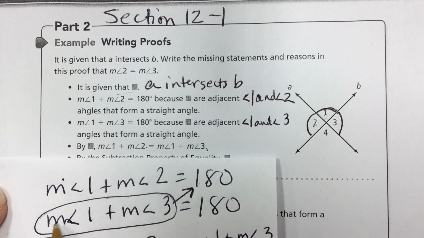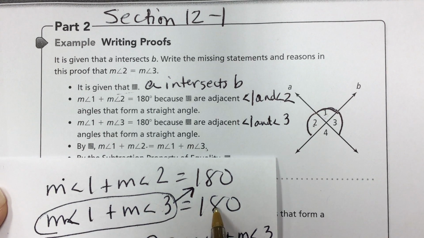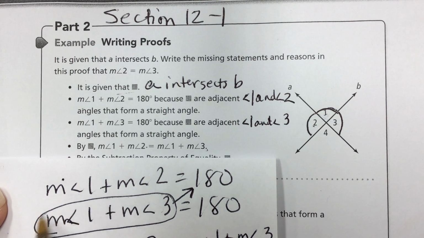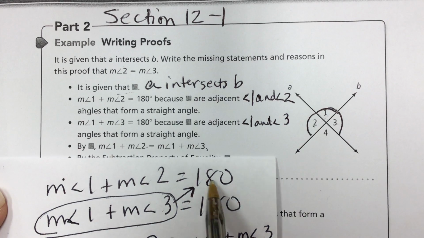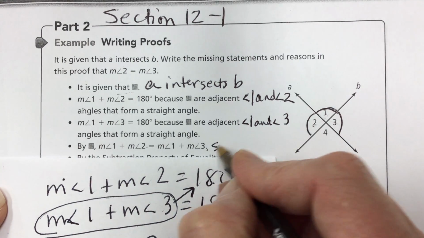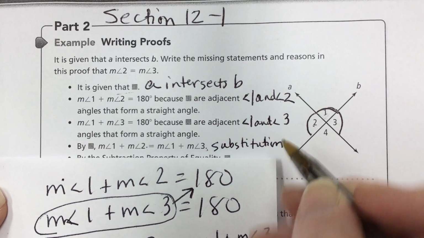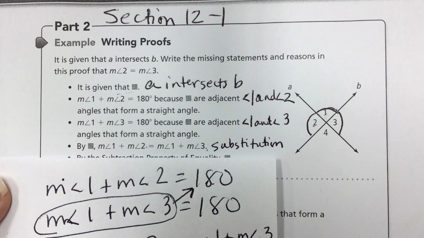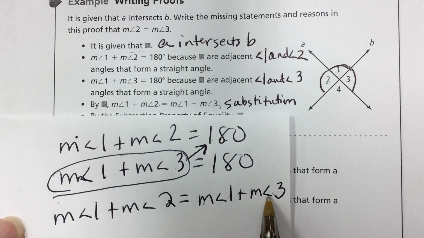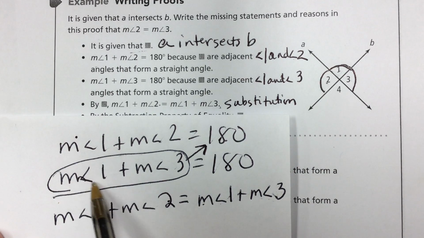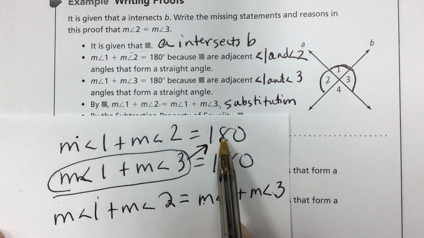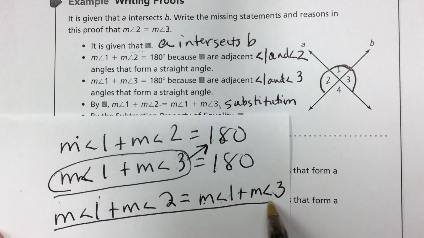Since we know that these two angles added together equal 180, I can substitute in what I have circled in for 180. So by substitution, I can say that the measure of angle 1 plus the measure of angle 2 is equal to the measure of angle 1 plus the measure of angle 3. Okay? I substituted in what I have circled in for 180, writing this step here. This was formed by substitution.